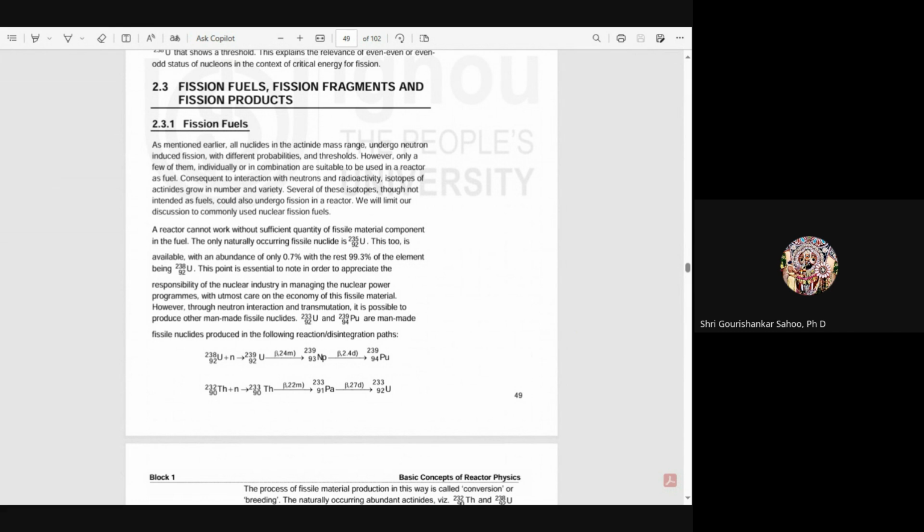The reactor cannot work without a sufficient quantity of fissile material as fuel. The only naturally occurring fissile nuclide is uranium-235, with an abundance of only 0.7%, with the rest, 99.3% of the element, being uranium-238. So this is an important point to note.